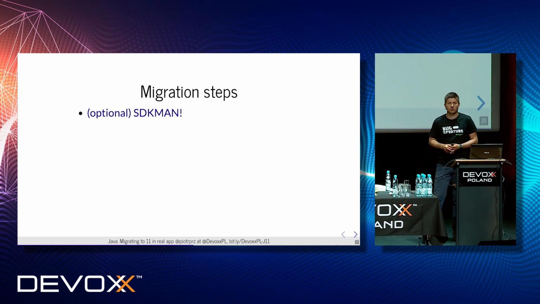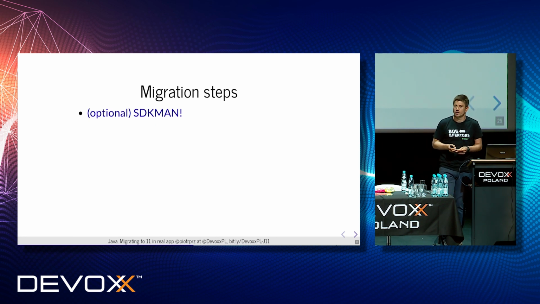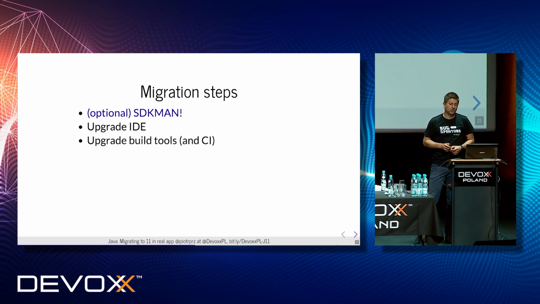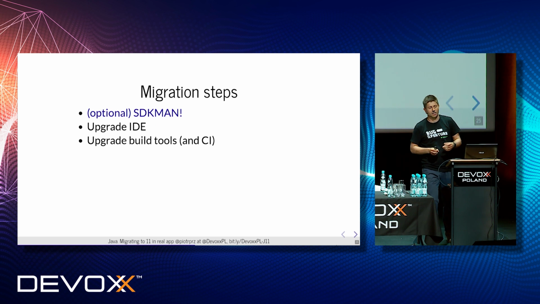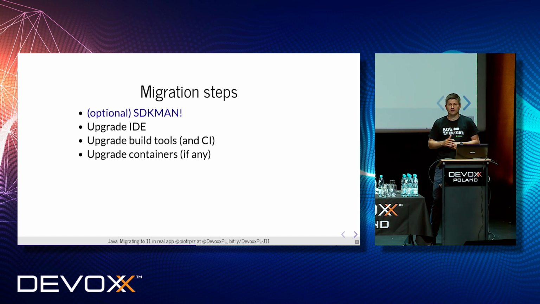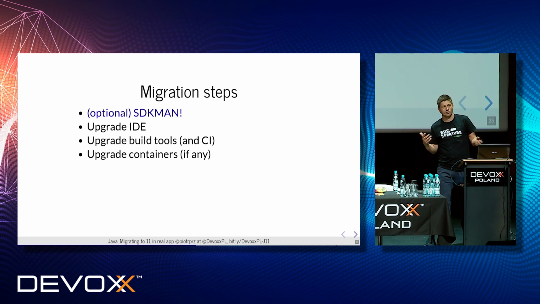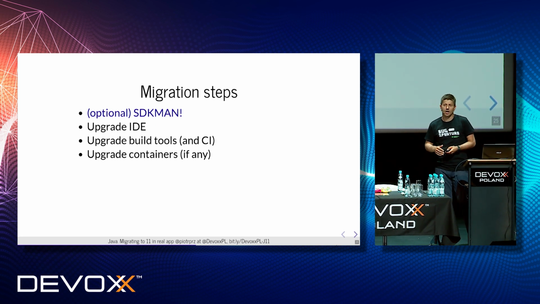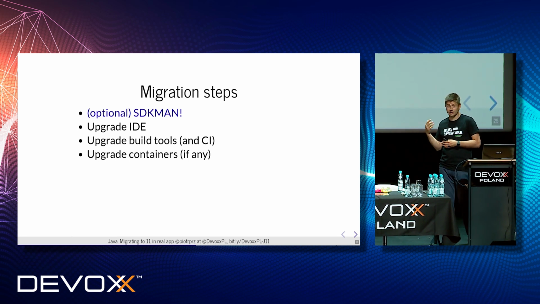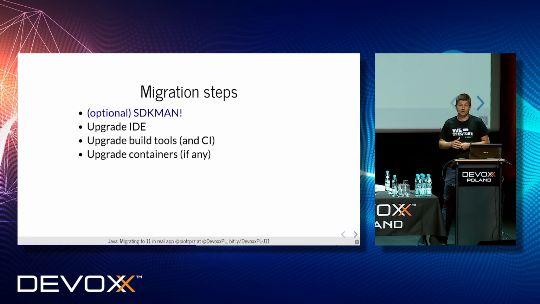So, migration steps. The first migration step, optional, but I recommend it, is installing SDKMAN, just to juggle the versions of JVMs and JDKs you have installed. Then you should upgrade your IDE. Then you should upgrade your build tools and continuous integration, like Jenkins, Hudson, TeamCity, whatever you're using. Then if you have any containers like Tomcat, for example, or WildFly, whatever we have these days, you should upgrade them as well, because every version of Tomcat 9 supports Java 9 and above, and from Tomcat 7 and 8 you need to choose carefully the version you're using.